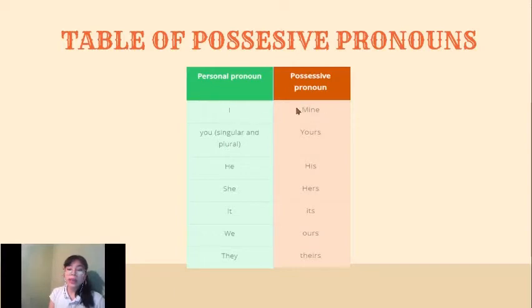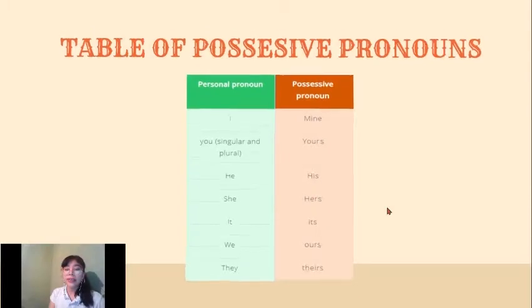For I, we use mine. For you, we use yours. For he, we've got his. For she, we've got hers. For it, we've got its. For we, we've got ours. And for they, we've got theirs. So the possessive pronouns are going to be mine, yours, his, hers, its, ours, and theirs.